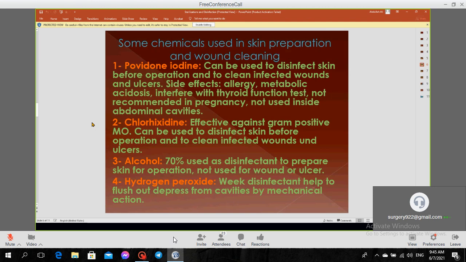Regarding skin preparation and wound cleaning, we may use different types of sterilizing material. The first and most common is povidone iodine. Can be used to disinfect skin before operation and to clean infected wounds and ulcers. The side effects: it may cause allergy to some people. It may cause metabolic acidosis. It may interfere with thyroid function test. Not recommended in pregnancy. Not used inside abdominal cavities.